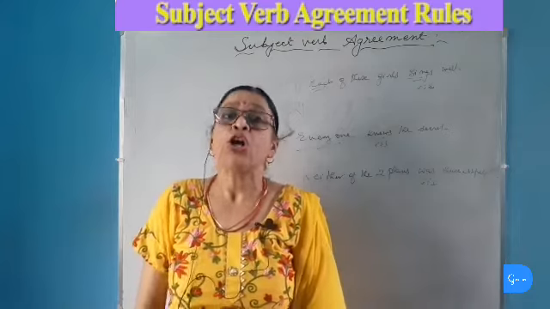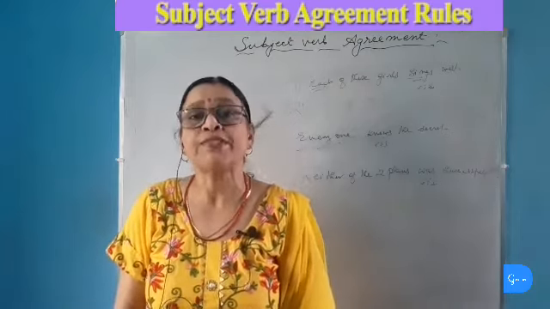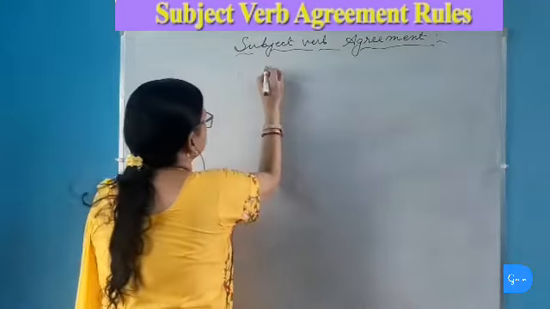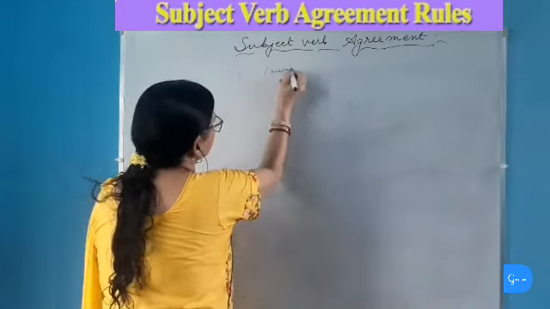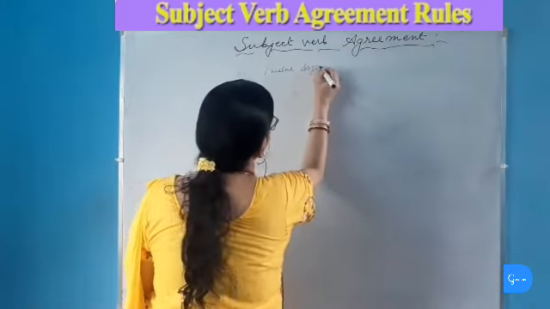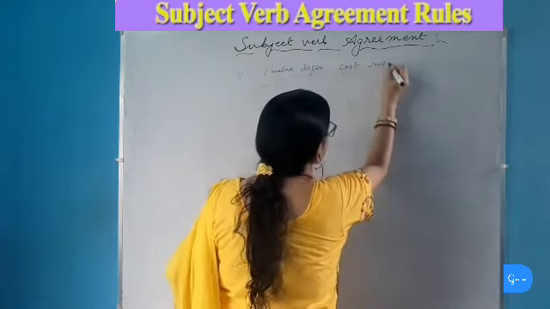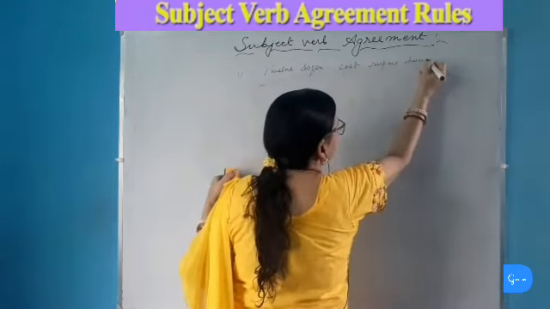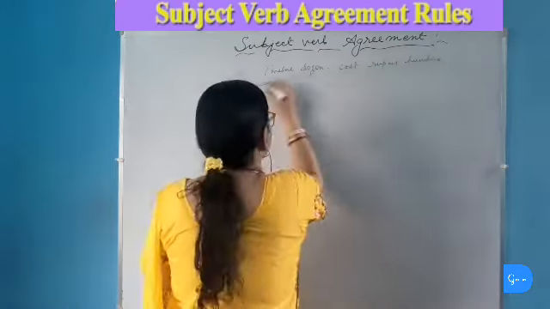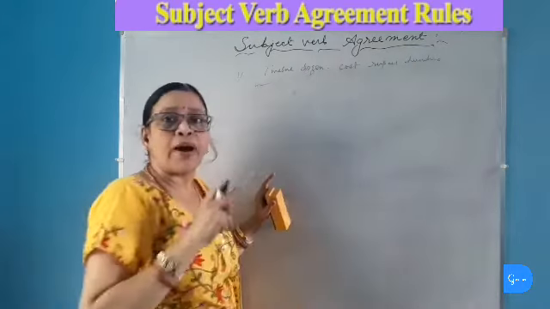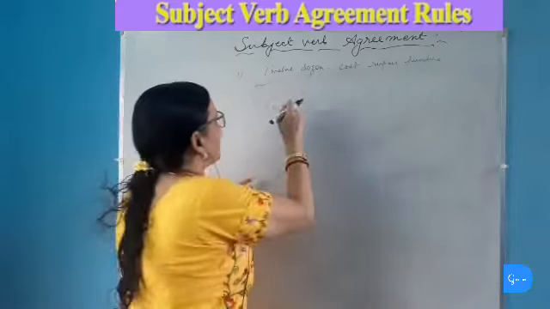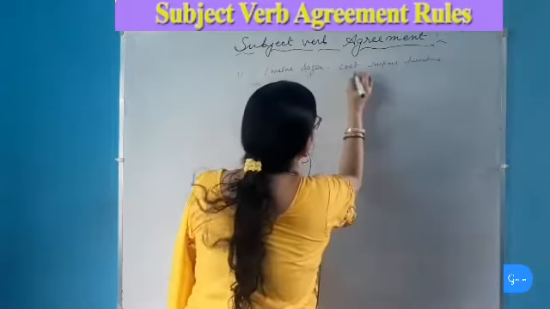For example, 12 dozen cost rupees 100. This 12 dozen is singular in form but plural in meaning, so it will take a plural verb. Here the verb cost is plural.